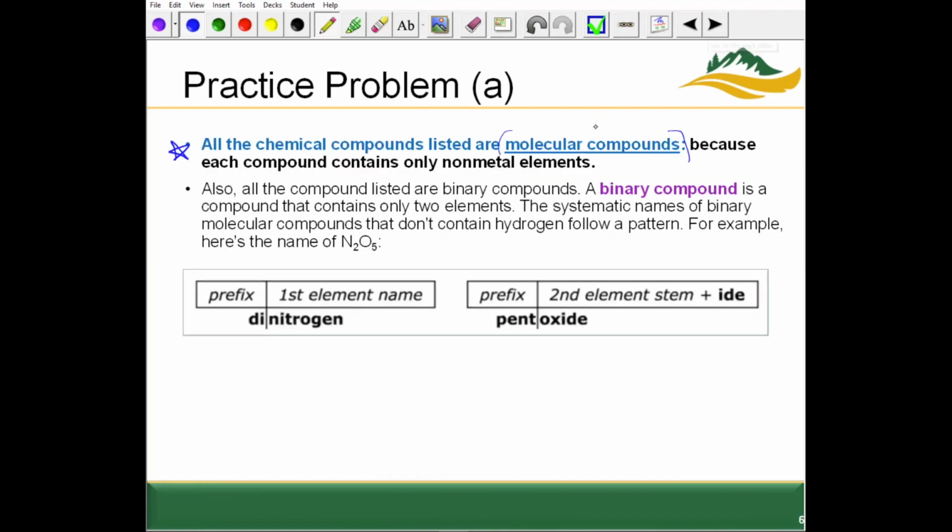We know that we have all molecular compounds, really importantly, because each compound contains only non-metal elements. The ones we're working with in this practice problem are also binary compounds. They contain only 2 atoms. We talked about this previously, and we'll work on this again a little bit later. And we know that polyatomic ions exist, but here in this practice problem, we're just working with binary compounds. So only 2 atoms total in the compound. That means no polyatomic ions are present here for our practice problem.